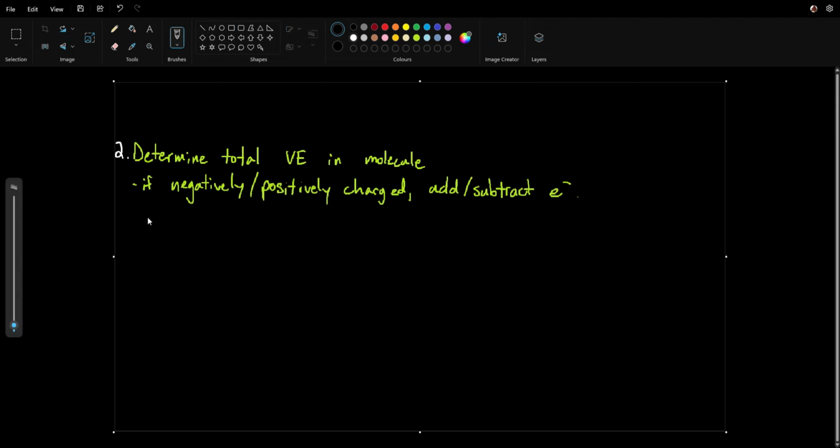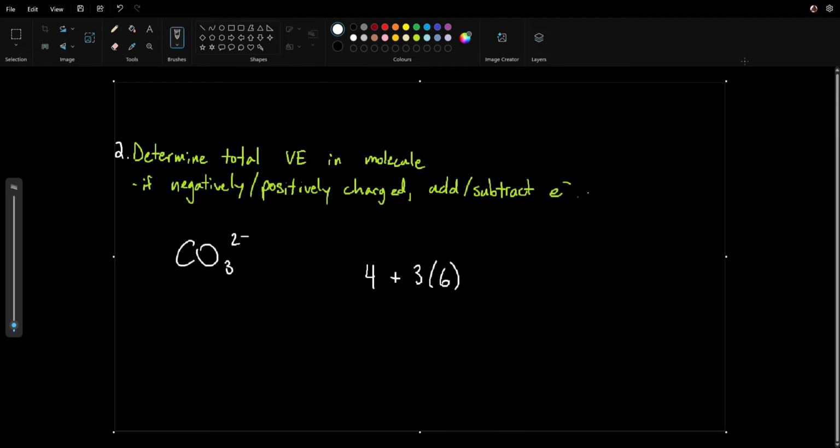Now, the second step is to determine the total number of valence electrons in the molecule you're looking at. So, for example here, let's take a look at carbonate. We have CO3 2 minus. Now, to determine the total number of valence electrons, we break it down by each atom. So we have carbon, and carbon always has 4 valence electrons because it's the 6th element on the periodic table. And so we have carbon with 4 plus oxygen, and oxygen has 6, and we have 3 oxygens, so we can go 3 times 6.